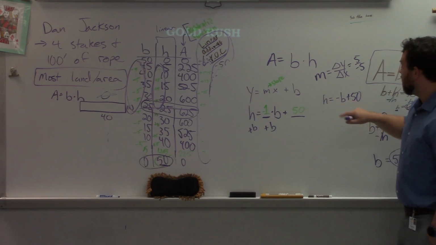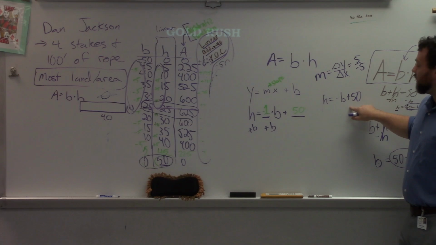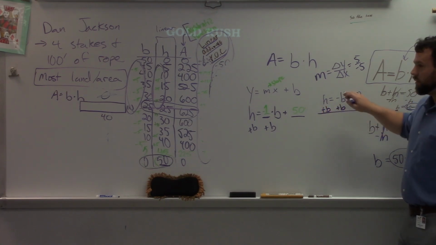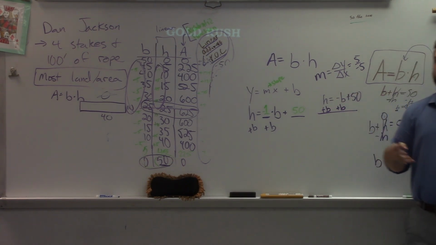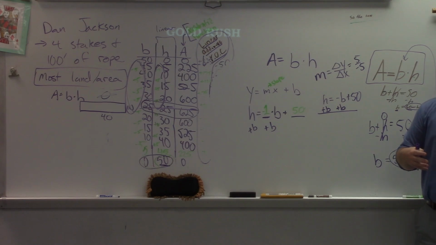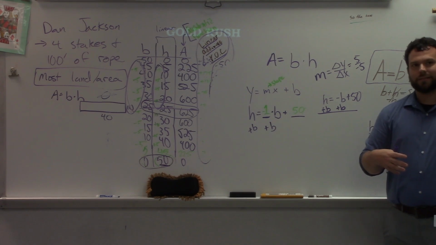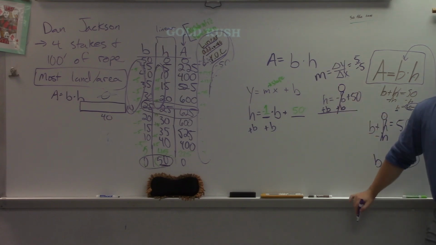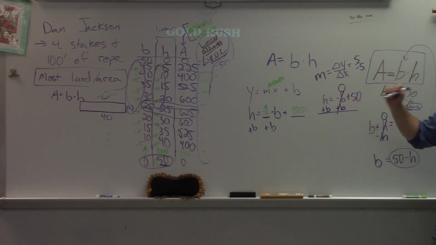So let's fix that. So, h equals -b plus 50. If I were to add b to both sides, notice I can do this, because what's -b plus b? Positive b. How about 0? Here we go. If it was -5 plus 5, what would I get? 0. -7 plus 7? 0. So -b plus b is?